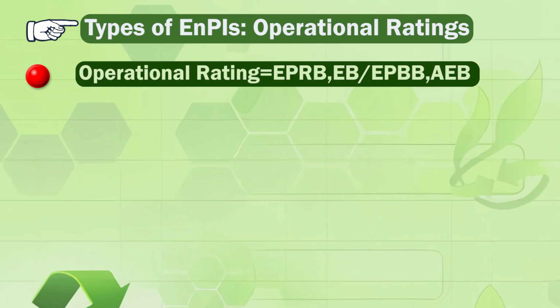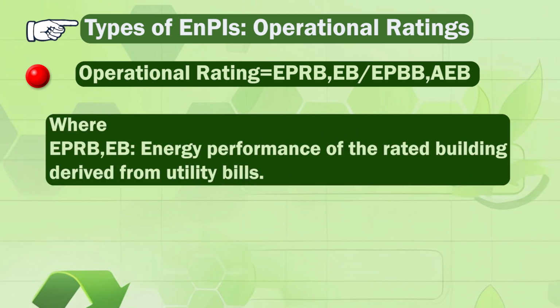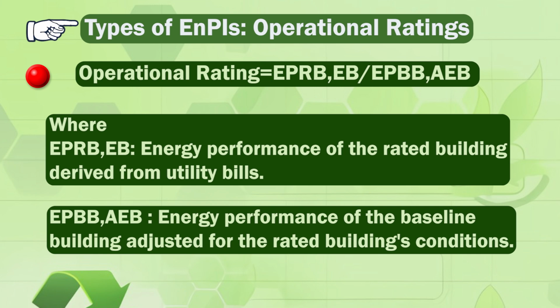Operational rating formula. The formula for operational rating is EP RB, EB divided by EP BB, AEB, where EP RB, EB is the energy performance of the rated building derived from utility bills, and EP BB, AEB is the energy performance of the baseline buildings adjusted for the rated building's condition.